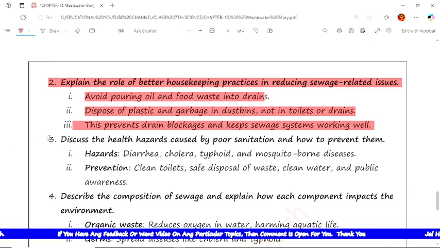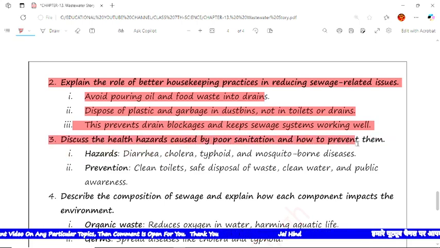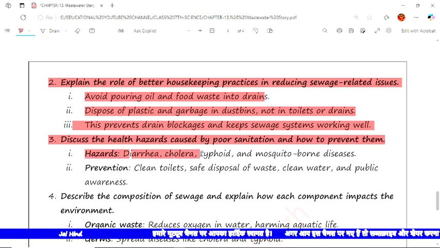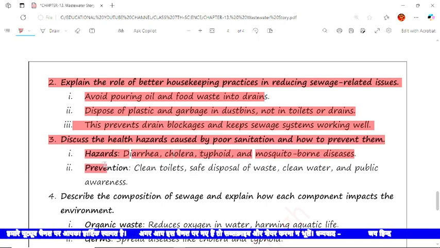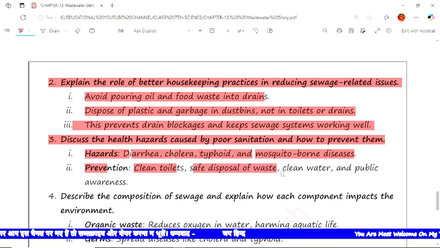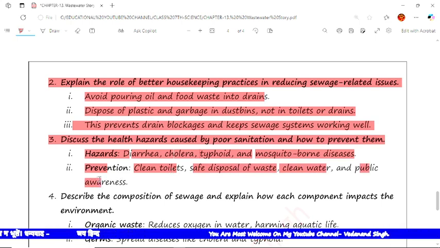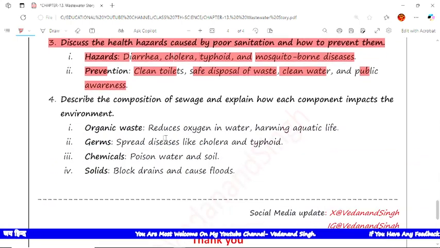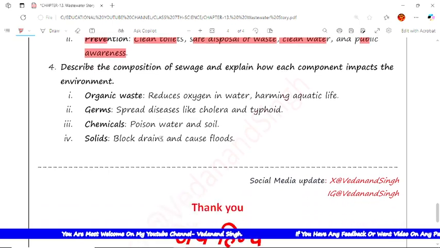Now the next question is discuss the health hazards caused by poor sanitation and how to prevent them. The answer is first point is hazards, that is diarrhea, cholera, typhoid and mosquito-borne diseases. Second, prevention: clean toilets, safe disposal of waste, clean water and public awareness. These are important for prevention. Now the next question is, and I think it's the last question.